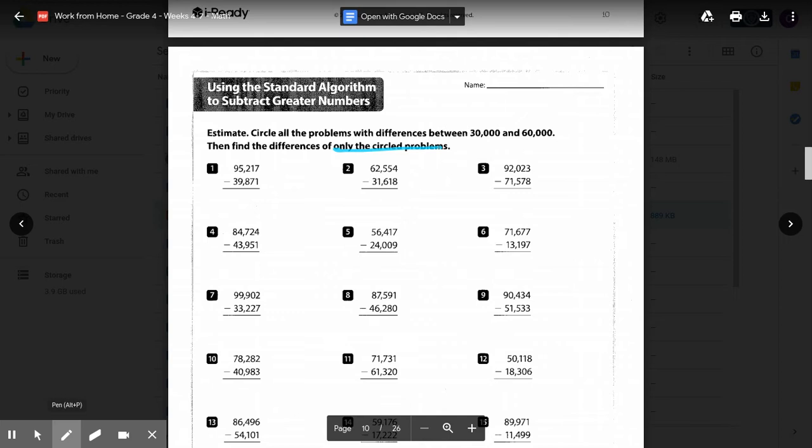When I'm rounding to the nearest 10,000, you're always going to look at the thousands place to see if you need to round up or round down. Remember that if it's 5 or more, you're going to raise the score. 4 or less, you're going to let it rest. So the number in my 10,000s place in 95,217 is 9, but I have to look at the number after it, which is the 5 in the thousands place. 5 is 5 or more, so we're going to raise the score. I would round up to 100,000.